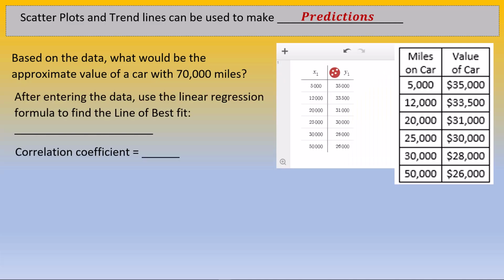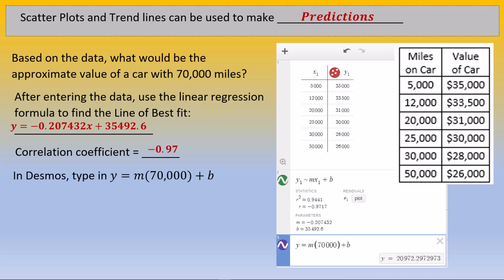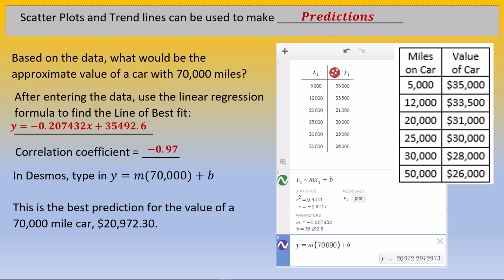After entering the data, use the linear regression formula to find the slope and y-intercept for the line of best fit. A strong correlation coefficient of negative 0.9717 shows a fairly reliable data set from which to make a prediction. In Desmos, substitute 70,000 as x, as you see in row 3, and see what the value is. This is the best prediction for the value of a 70,000-mile car. How close was your answer to this?